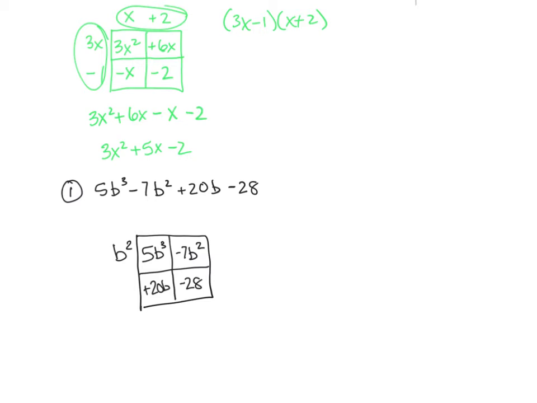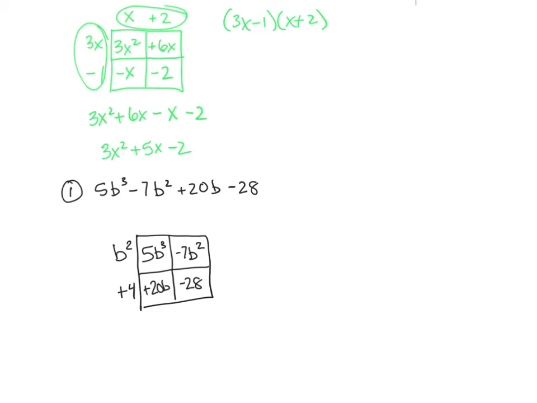If we keep looking sideways, I might look this way at a positive 20b and a negative 28. This one doesn't have a b, so we can't pull out a b. So I think, what do positive 20 and negative 28 have in common? And the number that goes into both of those is a positive 4. So we have our first side length of b squared and a positive 4. Next, we look up and down.